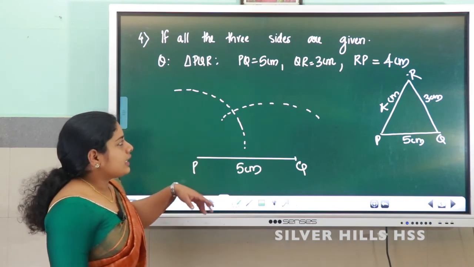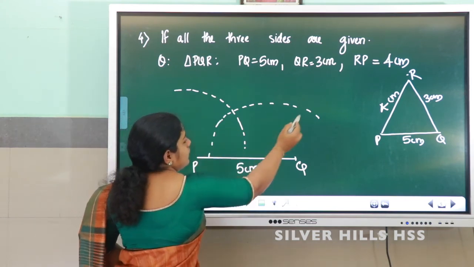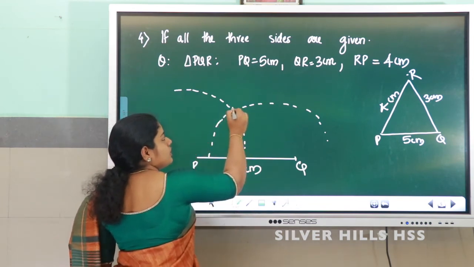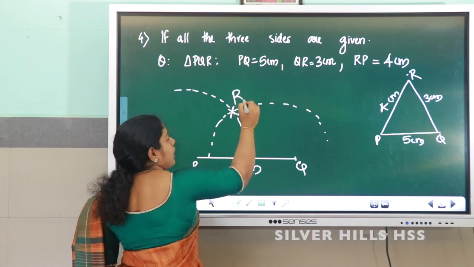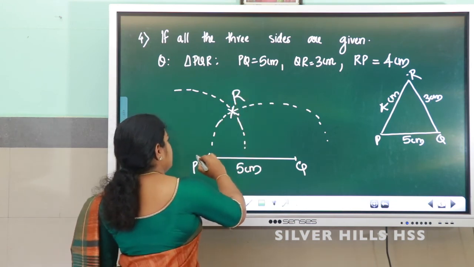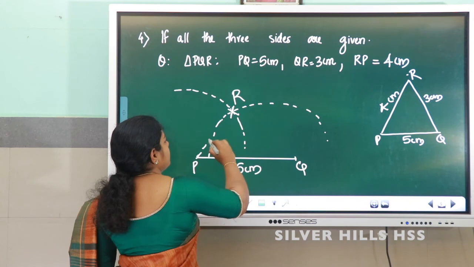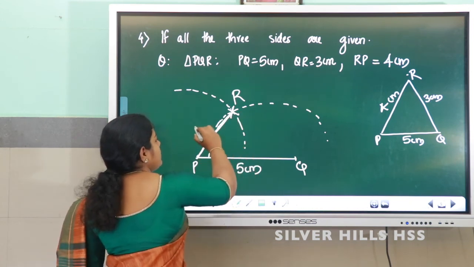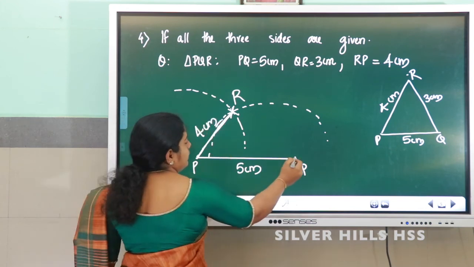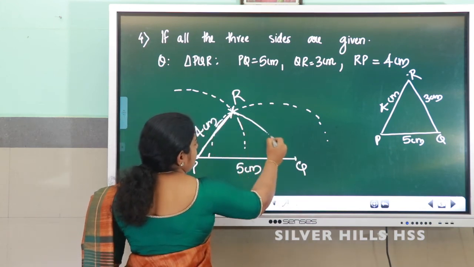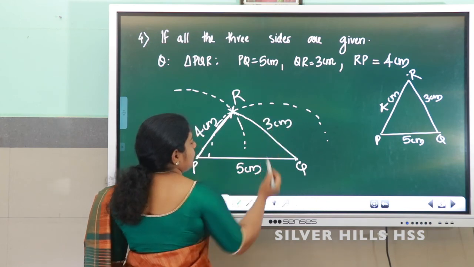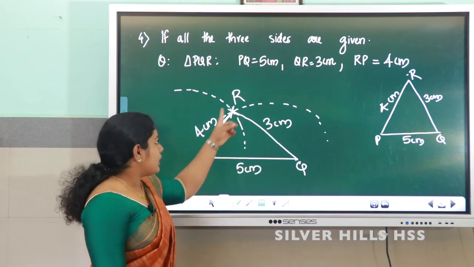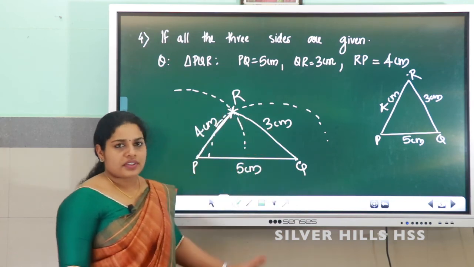So now you can see that these two arcs meet at a point. You have to choose this point as point R. That means the distance from P to the arc is 4 centimeter and the distance from Q to R is 3 centimeter. So we got a triangle PQR where PQ is 5, PR is 4 and QR is 3 centimeter.